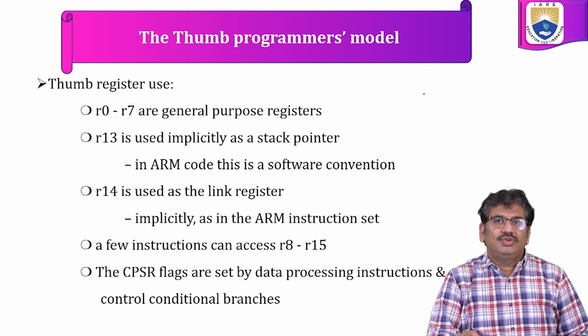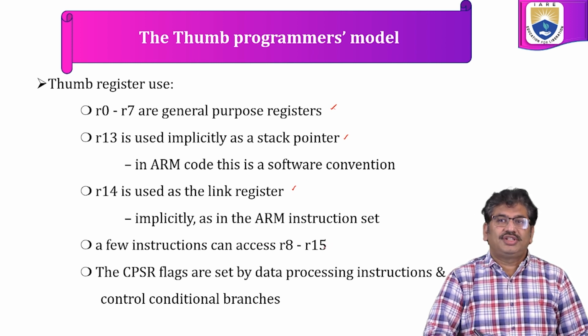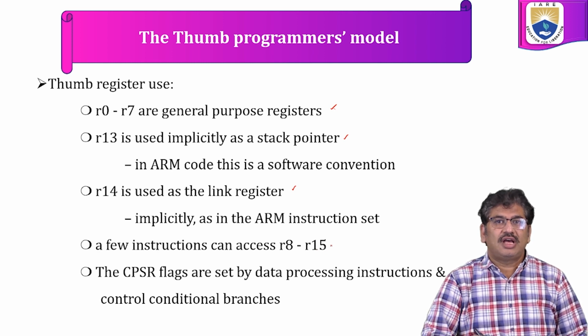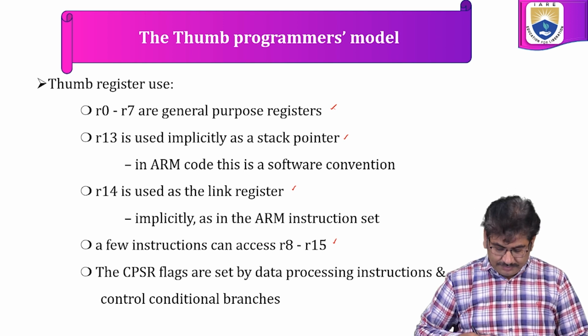The Thumb registers R0 to R7 are general purpose registers. R13 is used implicitly as the stack pointer; in ARM code, this is a software convention. R14 is used implicitly as a link register, as in the ARM instruction set. Few instructions can access the registers R8 to R15. The CPSR flags are set by data processing instructions and control conditional branches.